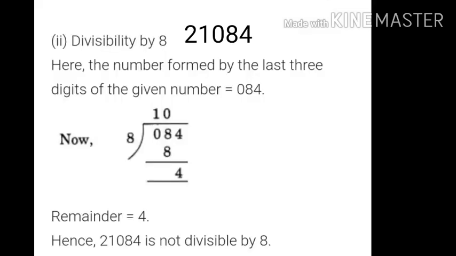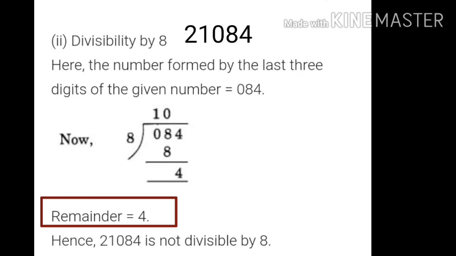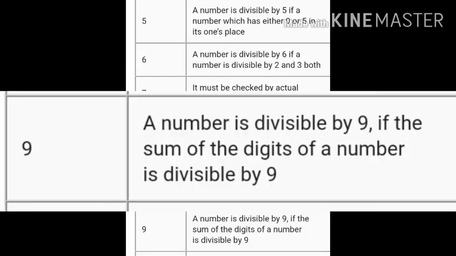The given number 21,084. Check whether this number is divisible by 8 or not. Here we take the last 3 digit number, 084, that means 84. Then we check whether 84 is divisible by 8 or not. We get the remainder as 4. So 84 is not divisible by 8. So the number is not divisible by 8.